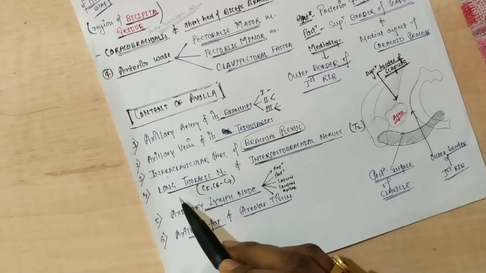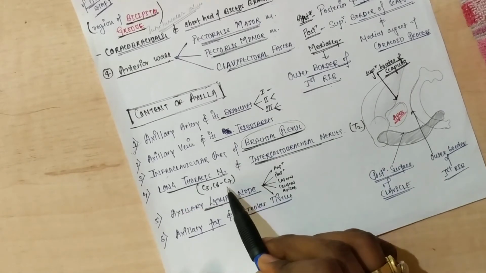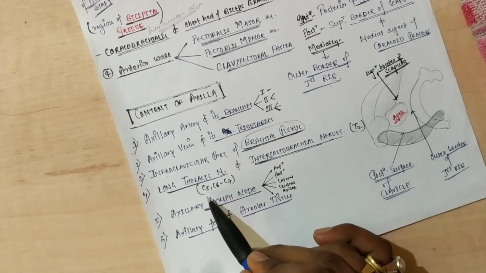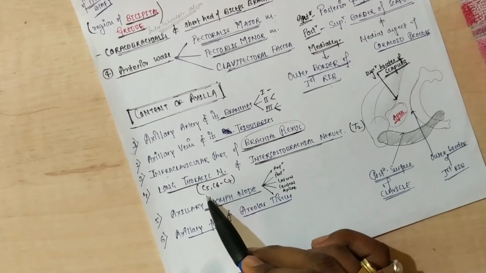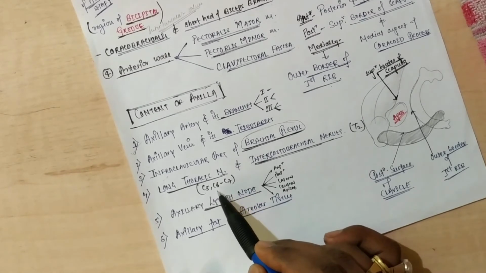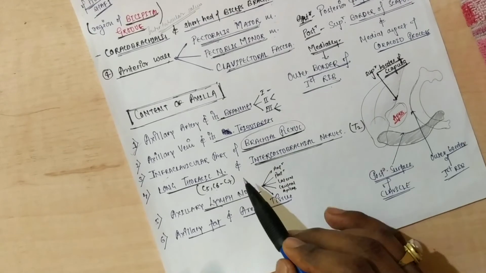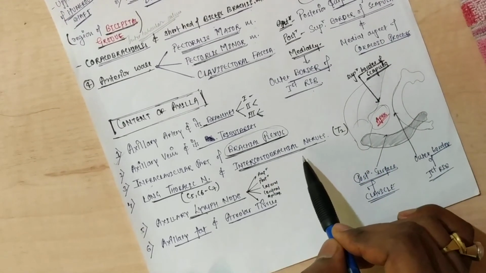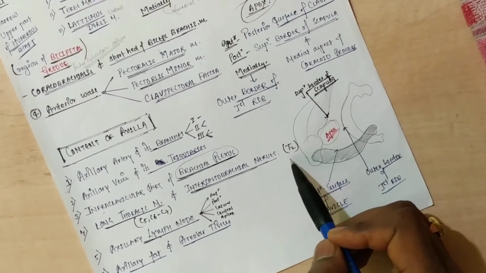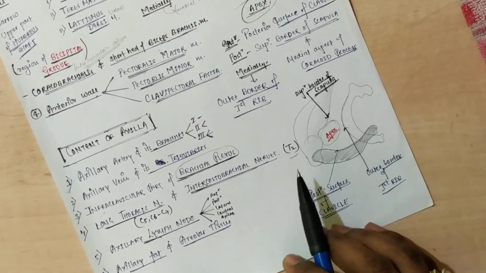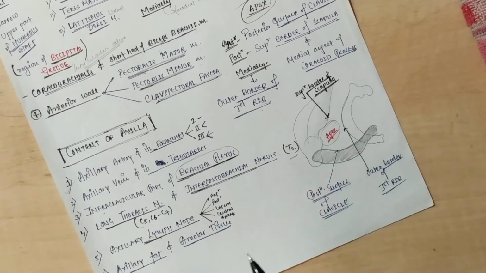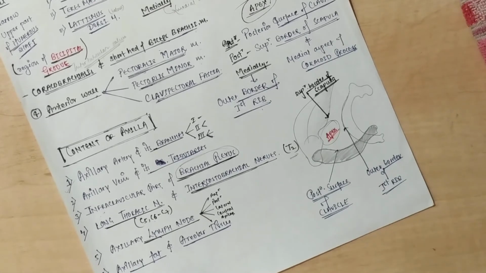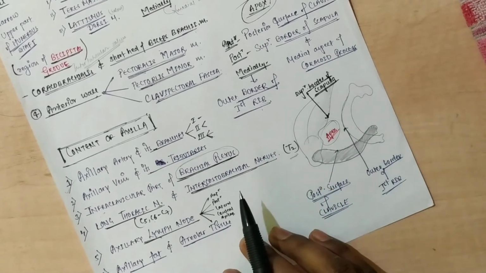Now it also has the long thoracic nerve, whose root value is C5, C6, C7, and the intercostobrachial nerve, which arises from T2, the second thoracic vertebra level.